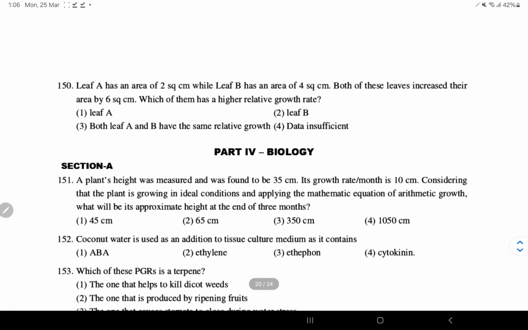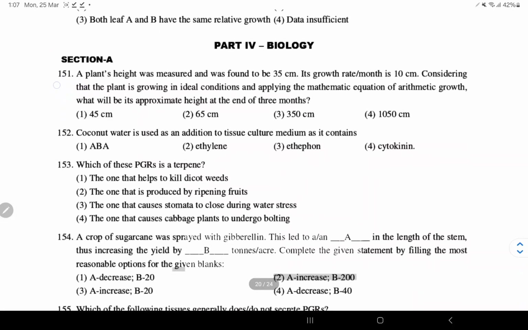Leaf A has an area of 2 cm square, while leaf B has 4 cm square. Both the leaves are increased by 6 cm square. Which of them has higher relative growth? Leaf A, because 2 to 6 is 200 percent increase. 4 to 6 is only 50 percent increase. So option 1, leaf A.